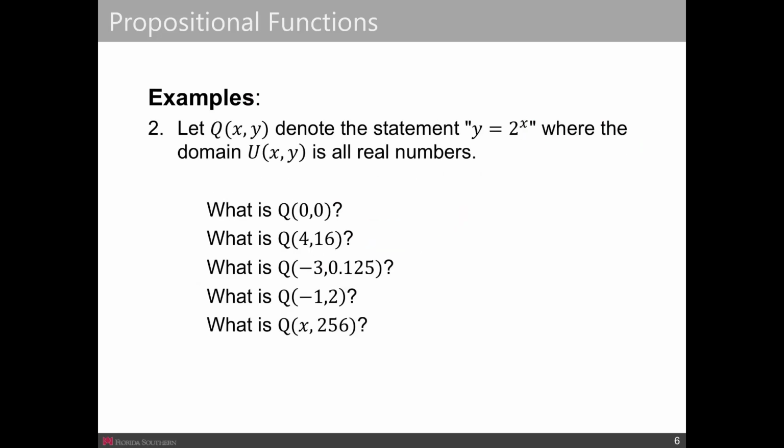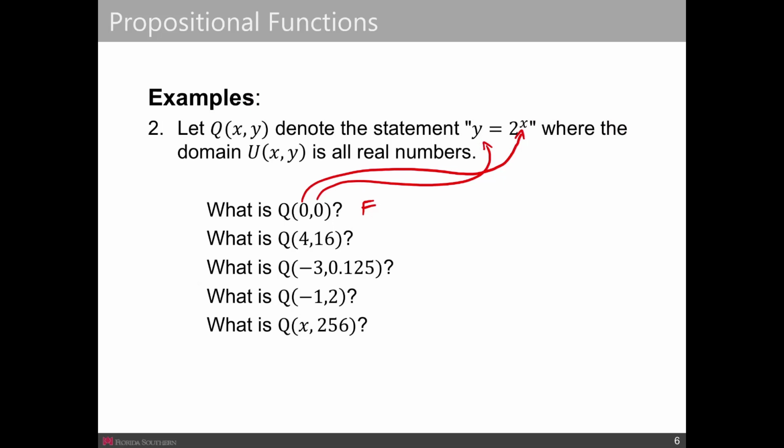And then we worked through a slightly more complicated example where we increase the number of unknown variables. Here we have the predicate q with two variables x and y, where x and y can be any real number, and q stands for y equals 2 to the power of x. All that we're doing here is plugging in the inputs to that function into the expression y equals 2 to the power of x. So q at 0, 0, that's false.